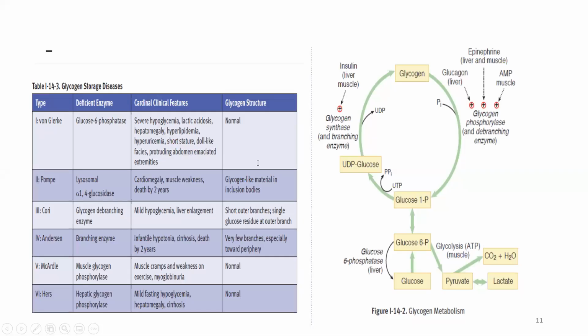Andersen disease, the problem is in the branching enzyme. Here in this area is the branching enzyme.